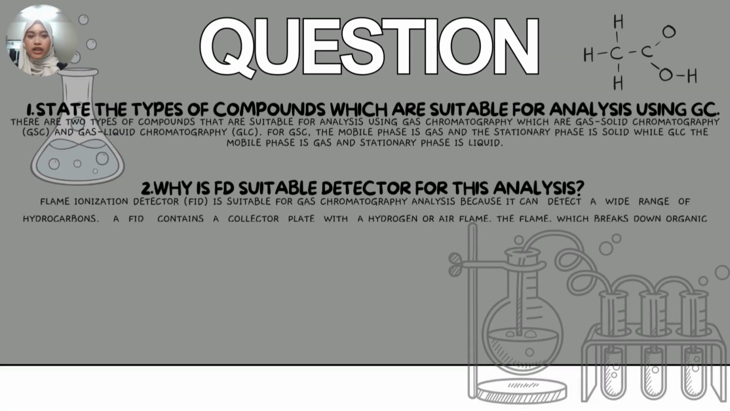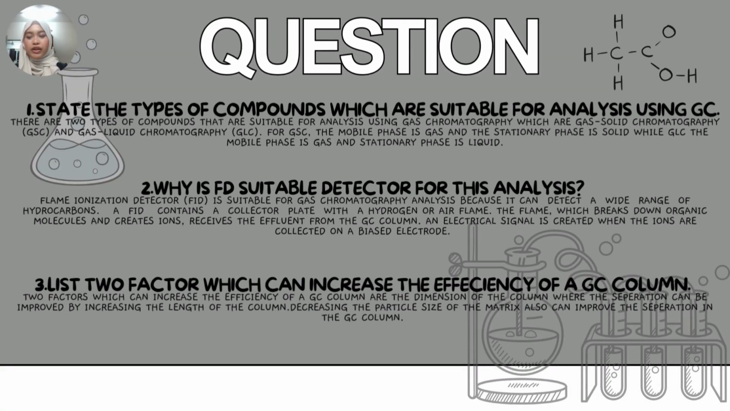Next, I will present the questions of this experiment. First question: state the types of compounds which are suitable for analysis using GC. There are two types of gas chromatography, which are gas-solid chromatography and gas-liquid chromatography. For GSC, the mobile phase is gas and the stationary phase is solid, while for GLC, the mobile phase is gas and the stationary phase is liquid.